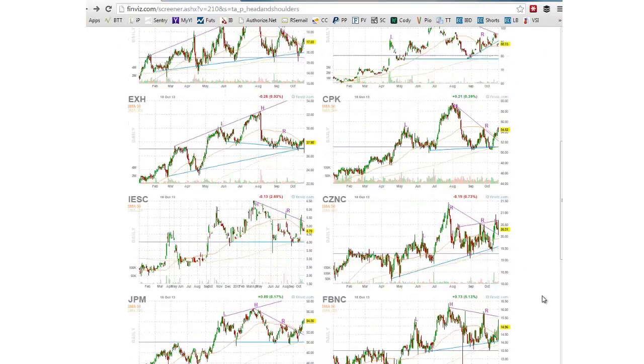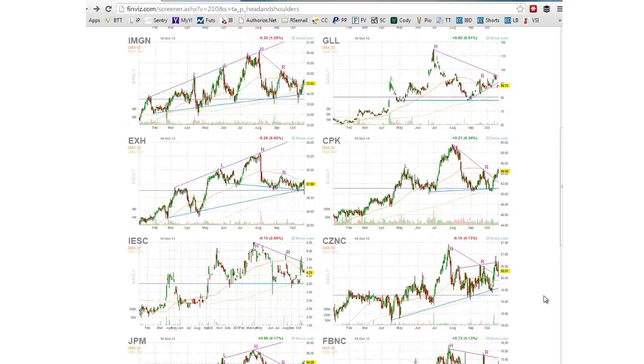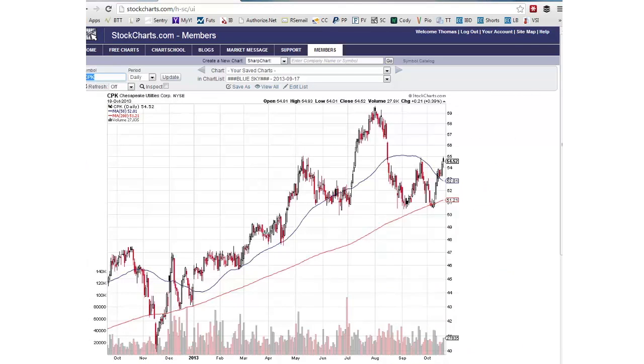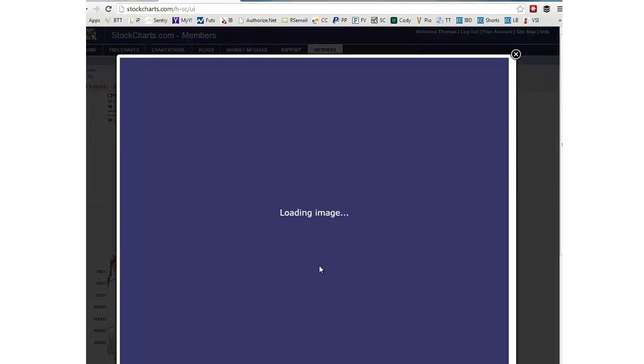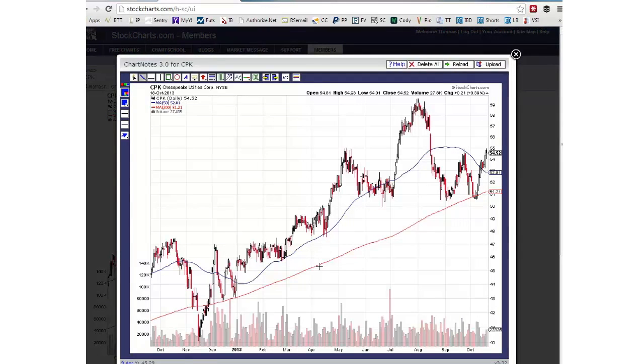Now, here's a nicely defined head and shoulders top. So let's look at CPK. So here is CPK with what potentially is our head and shoulders top. Now, it is called a top because we're looking at this as a reversal formation, just as we did with the double bottom. So double bottom is a bullish formation that comes at the end of a downtrend. The head and shoulders top is a bearish formation that comes at the end of an uptrend.